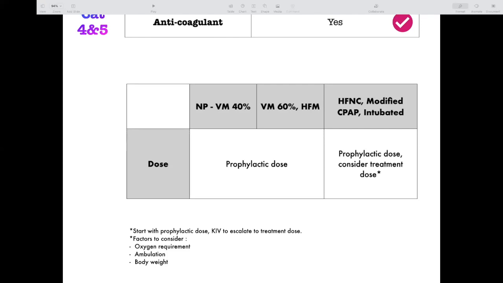But in patients who need high flow nasal cannula, modified CPAP, or are intubated, generally we start with prophylactic dose, but at this point of time, we should consider treatment dose with other factors to consider as well, which include the high oxygen requirement, whether the patient can ambulate or not, and also whether the patient is obese or not.